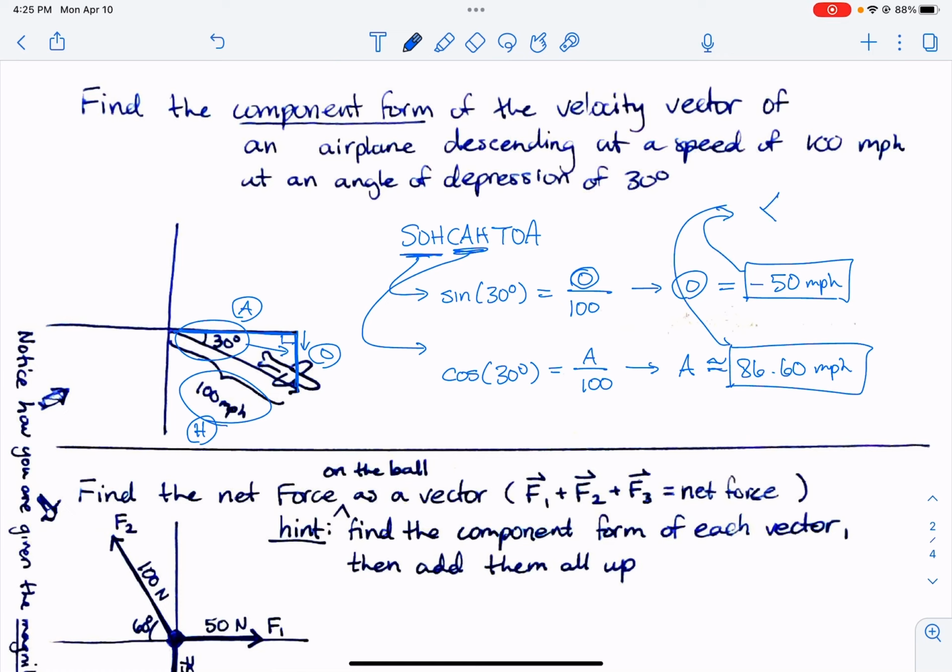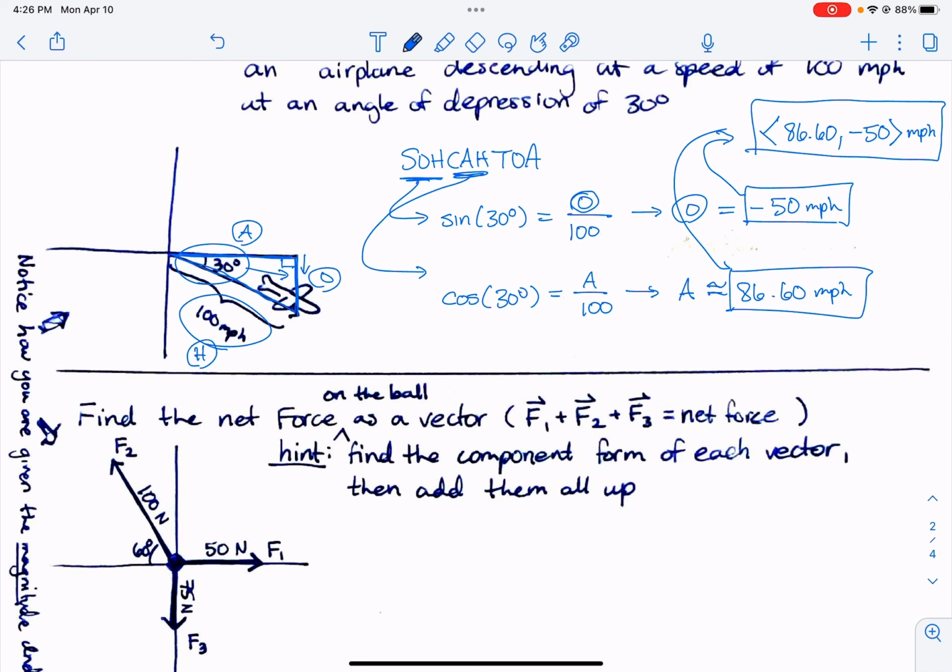The component form is going to be 86.60, comma, negative 50. And then we put the units at the end like this, miles per hour. So there we go. That is the component form of this vector that we have in this diagram, this diagonal vector there. Right? So just using some basic SOHCAHTOA gets you the component form.